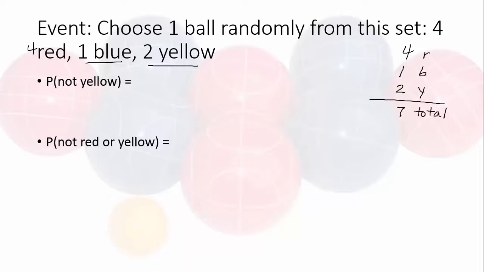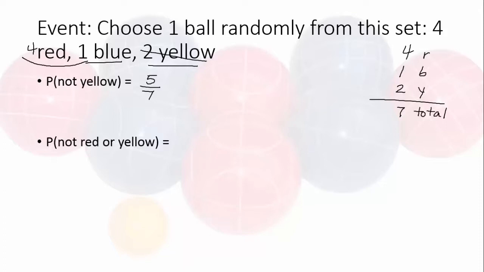Okay, so what's the probability that it's not yellow? If there's 7 possible outcomes and 2 are yellow, you can just take away 2 to see what's left. So there's 5 things left out of 7. Another way to look at it is to ignore the yellow and count up everything else. So 4 plus 1 is 5. Comes out the same either way. So you either add up all the other options or you subtract yellow from the total.